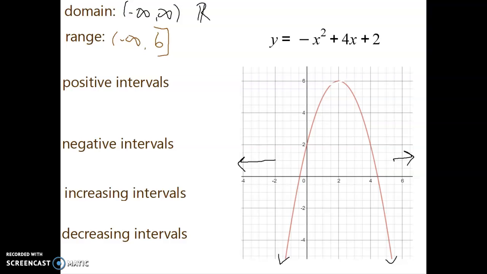Okay, let's look at our intervals where the graph is positive. Okay, you remember positive means above the x-axis. So this one is positive here. And negative means below the x-axis, so it's negative in two places. It's negative here, and it's negative again over here. Well, what are the points where it switches from being positive to negative or negative to positive? Well, that's these values right here.